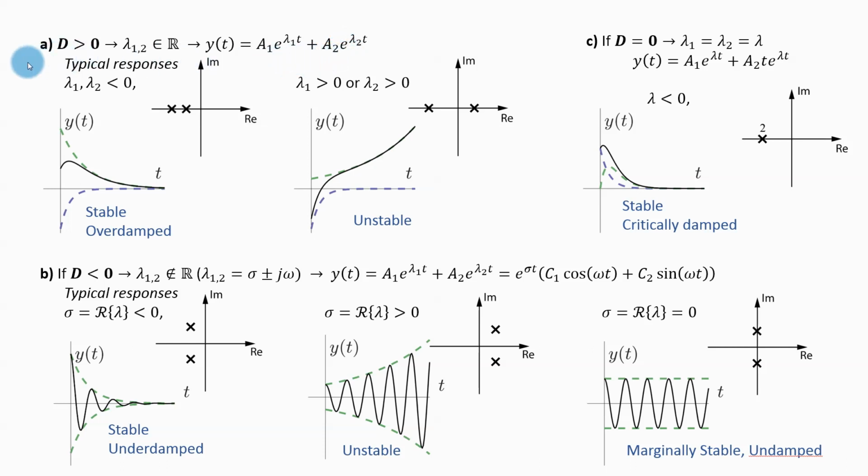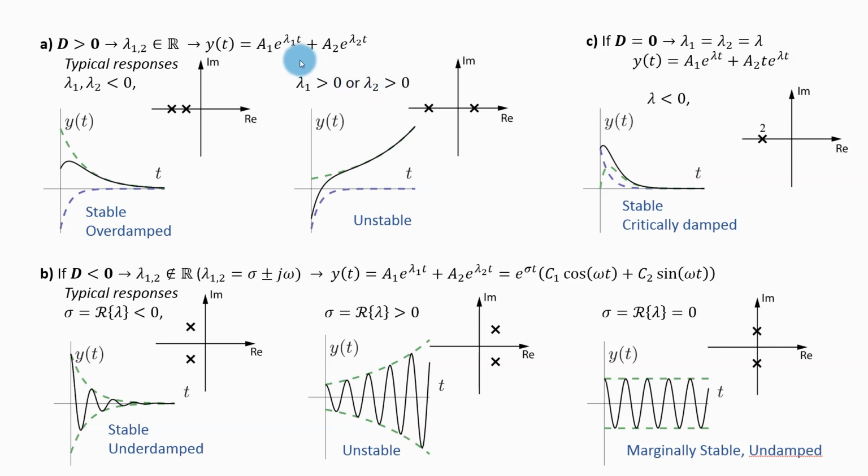The first type you get when both roots are negative. In this case, you have two exponentials that go to zero with increasing time. So the response of your system will asymptotically approach zero. This type of behavior we call stable overdamped. The next type of behavior you get if either of these lambdas or both of them are positive.